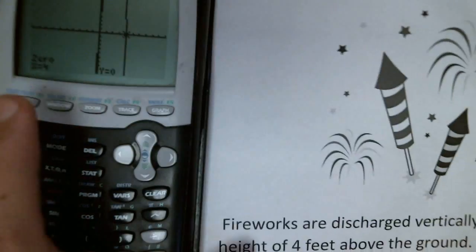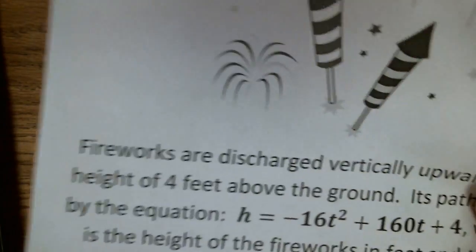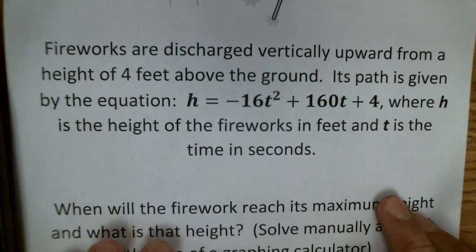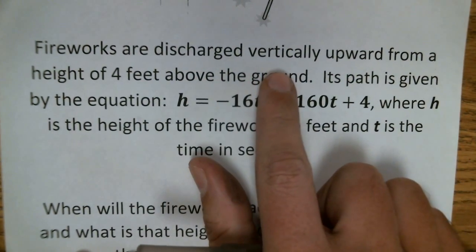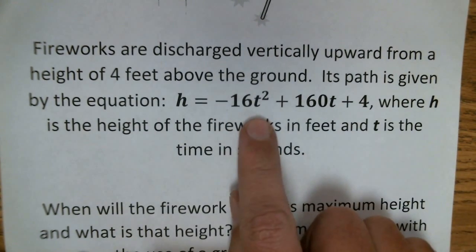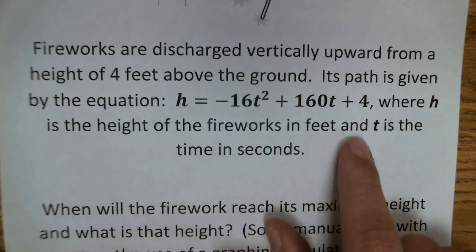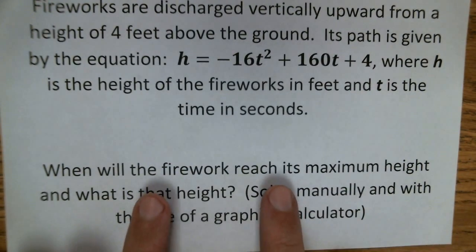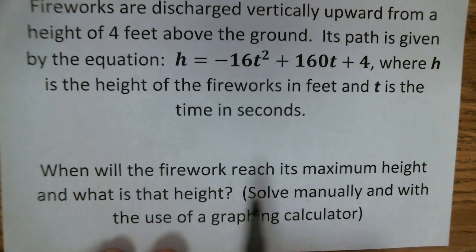How about this one, the fireworks problem? Okay, so this one says, fireworks are discharged vertically upward from a height of 4 feet above the ground. Its path is given by this equation. H is height in feet and T is in seconds. Now pay attention, read this question carefully.